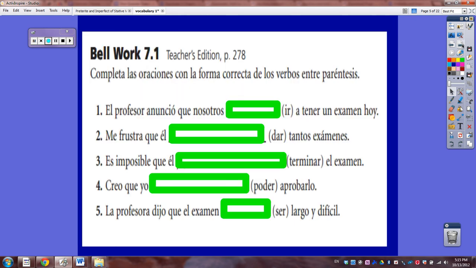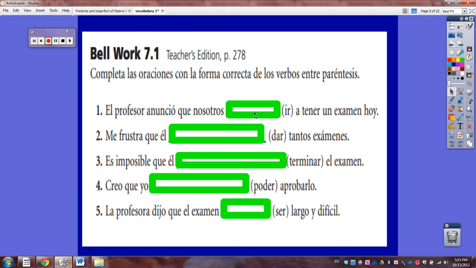All right. Now let's start on the bell work. Bell work 7.1 says complete the sentences with the correct form of the verbs in parentheses. You're going to go ahead and write all these sentences out and figure out if you're supposed to use the indicative or the subjunctive in these sentences. I will give you a few seconds. Go ahead and pause the video.